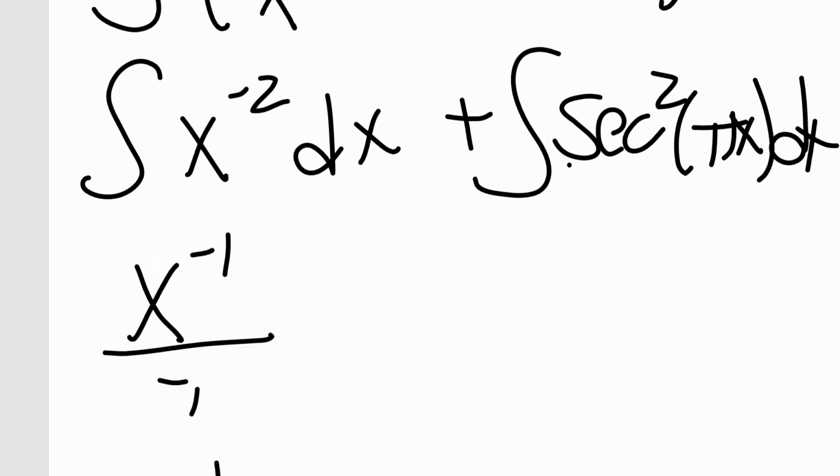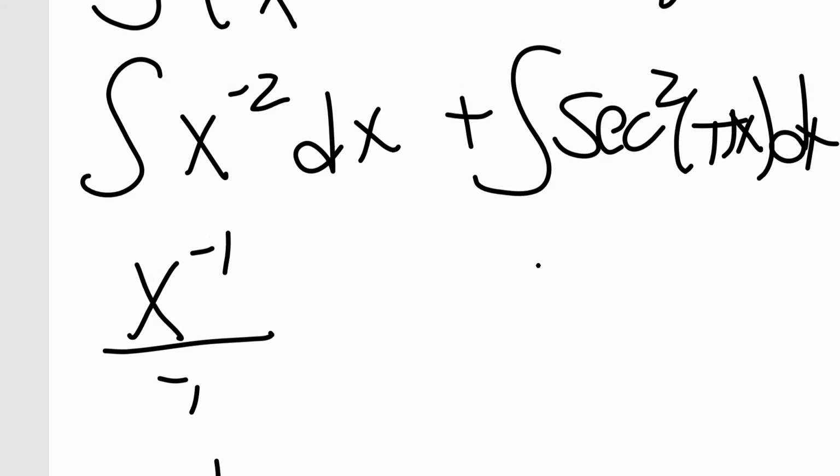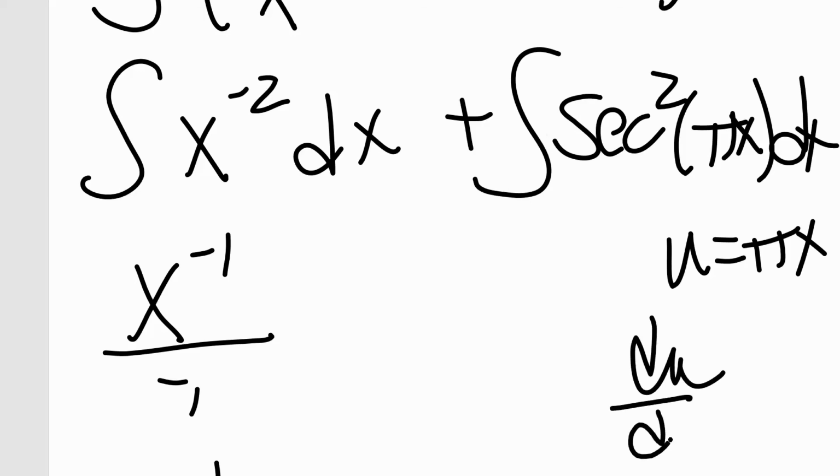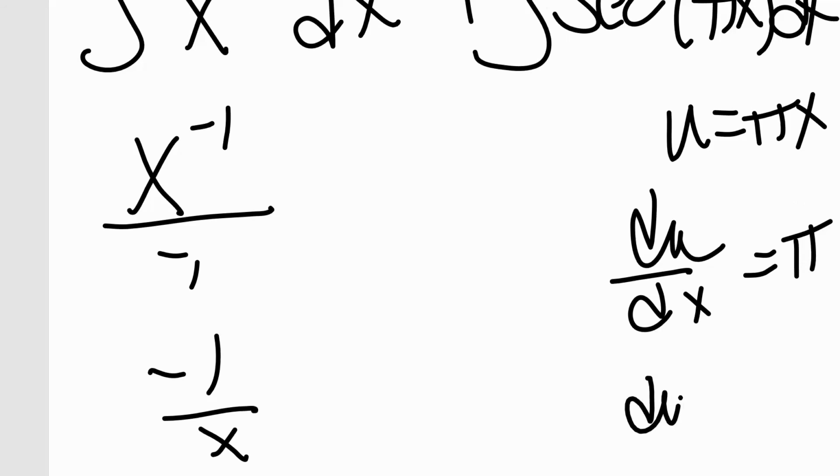Now over here, I have the integral of secant squared pi x dx. That is not one of the basic functions because my angle is not just x. So in order to do this, we're going to need u substitution. Because my angle is not just x, I'm going to make u be my angle. So u is pi x, which means that du dx is pi, or du equals pi dx.